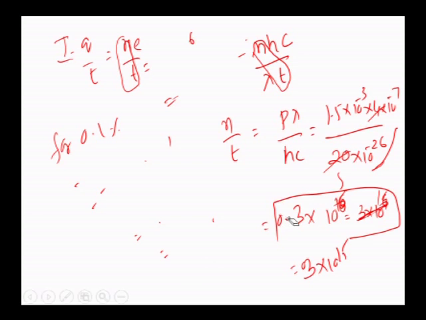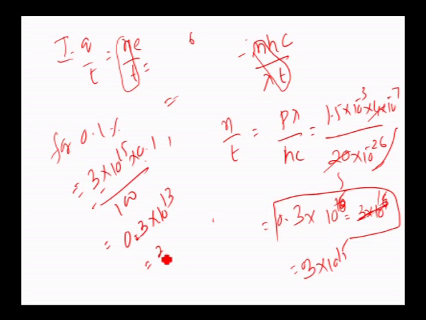Okay, now to calculate 0.1% of 3 into 10 power 15, correct. That is 3 into 10 to the power of 15 into 0.1 divided by 100, that is equal to 0.3 into 10 power 2 on top; minus 2 with 15 gives 13. That is equal to 3 into 10 to the power of 12. This is the number of photons for 0.1%.